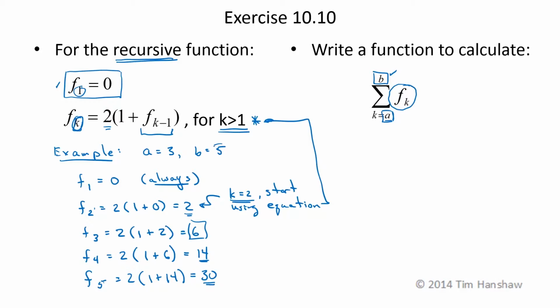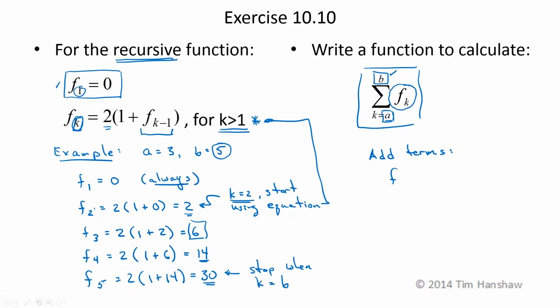Now, k has gotten to be equal to b. I don't need any later values in order to calculate my summation. So I'll stop when k is equal to b. Now I need to add the terms. Since a is equal to 3, I start adding at f of 3 plus f of 4 plus f of 5. So I start adding when k is equal to a. I end my summation when k is equal to b.